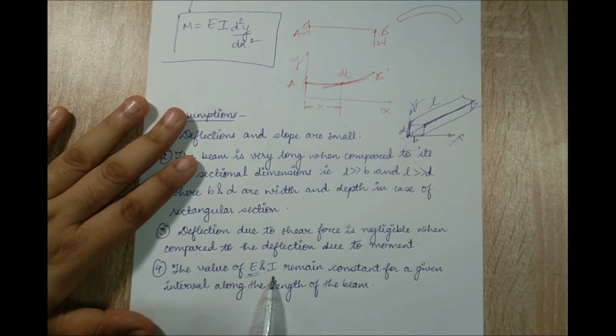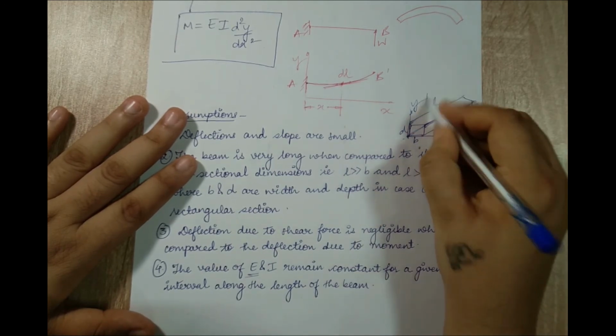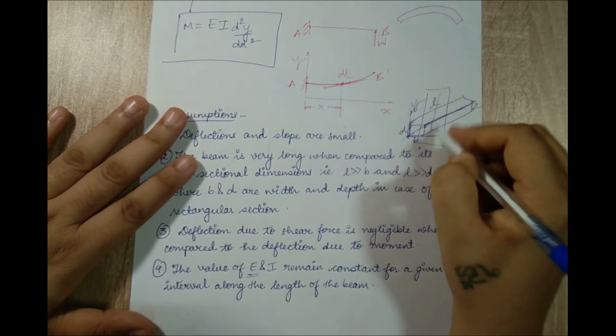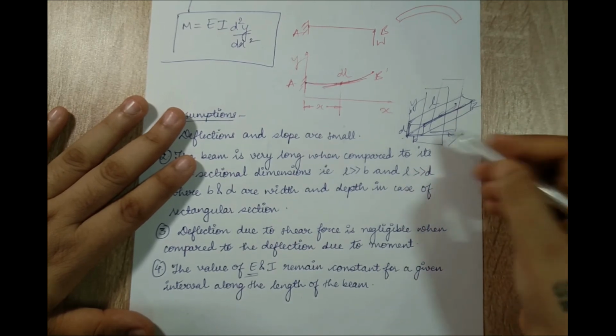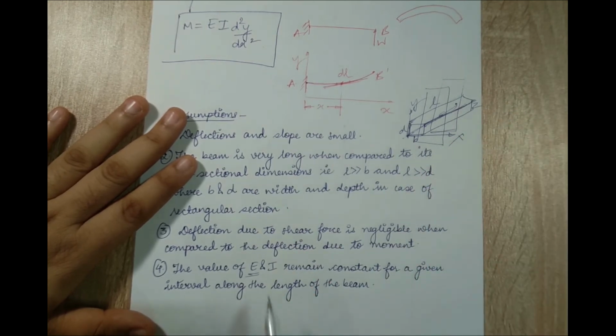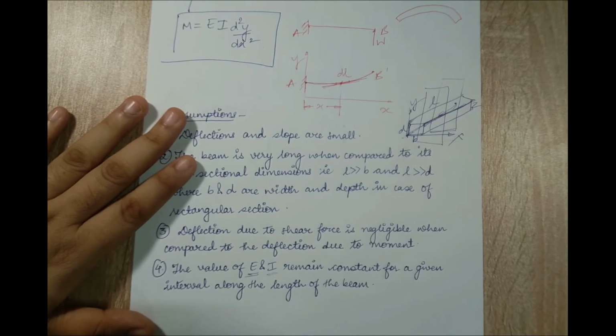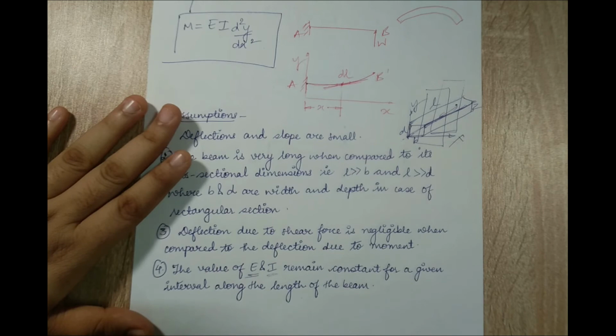When I say I remains constant over some interval of length of the beam, it means that suppose I talk about a particular section here and a section a little at a distance, if there is a gap between these two planes or two sections on the beam, the value of I will remain constant, which means because of this deflection there is no change in the value of B and D, which means the dimensions of the beam will not change altogether, although there is a small deflection happening. So that's a clear meaning of this assumption.